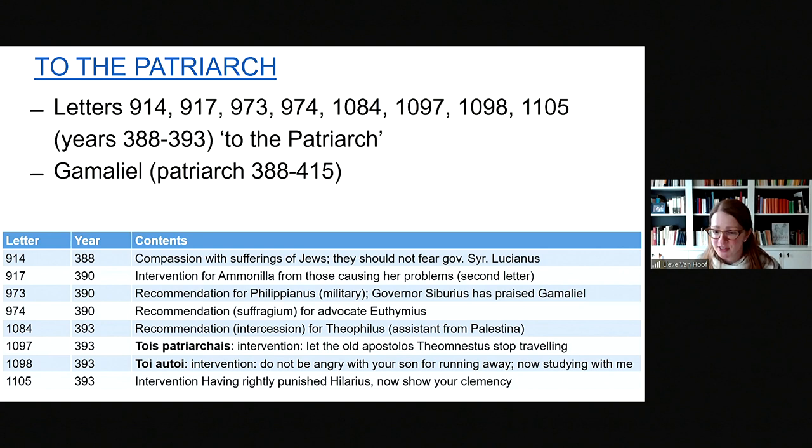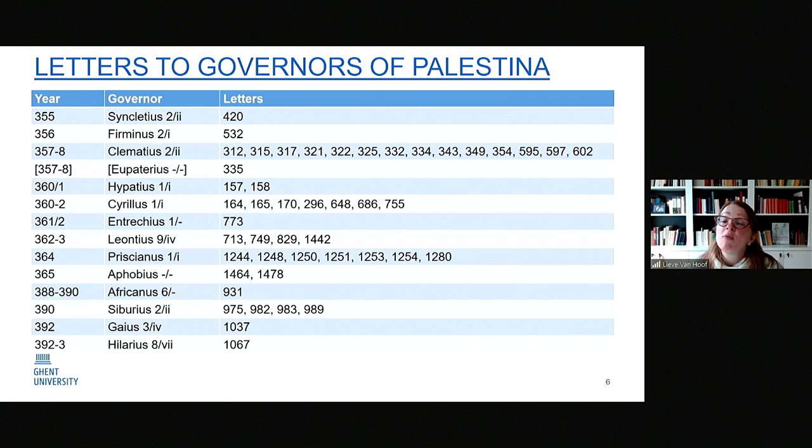So he starts writing to Gamaliel when Gamaliel becomes the patriarch, and he communicates to him until the final year of his life. So these are the most famous letters, but far more numerous actually than the eight letters to the patriarch are the letters which Libanius addressed to governors in Palestina. Here we're talking about no less than 46 letters in total, which means that roughly 50% of all the letters in Libanius' letter collection which relate to Palestina are letters which he addressed to governors.